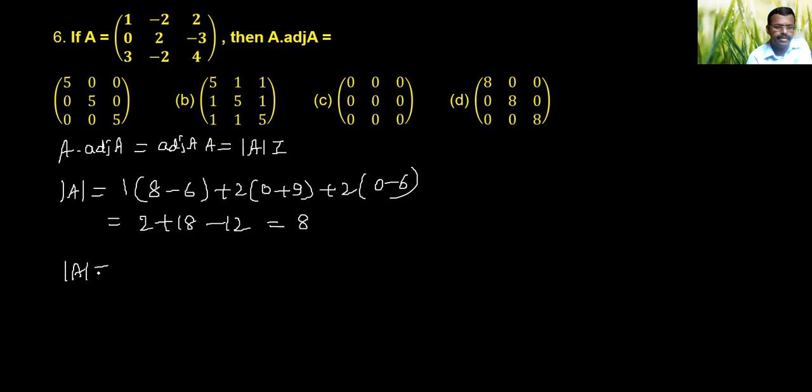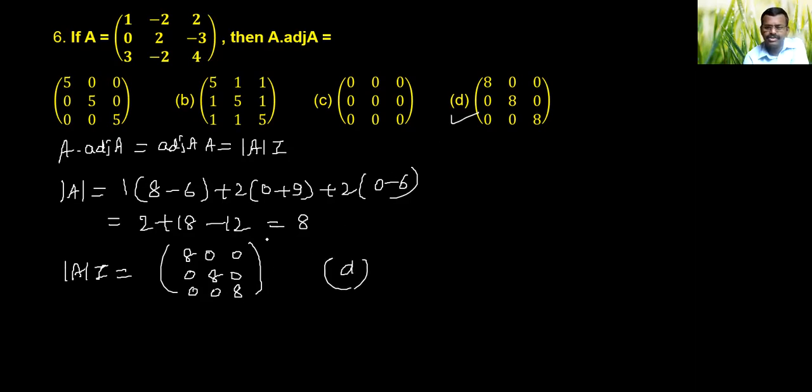Therefore, determinant of A into I means we get 8 0 0, 0 8 0, 0 0 8, because I is 1 0 0, 0 1 0, 0 0 1. When multiplied by 8, we get 8 0 0, 0 8 0, 0 0 8. Which option? Option D. See, such an easy question it is. For seeing, it is very tough. Those who do not know this property work a lot. Those who know it smartly will do this method. That is question number 6, D is the answer. So let us move to the next question. Question number 7.